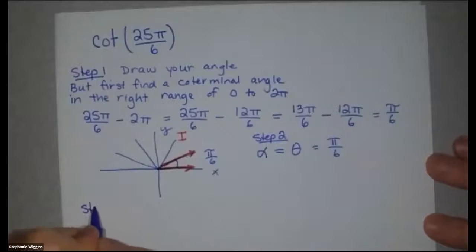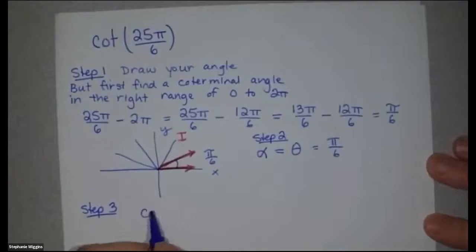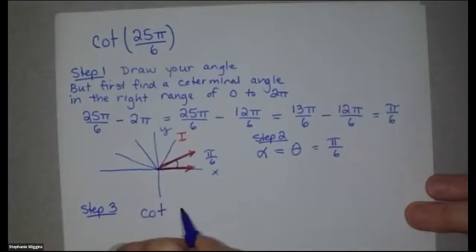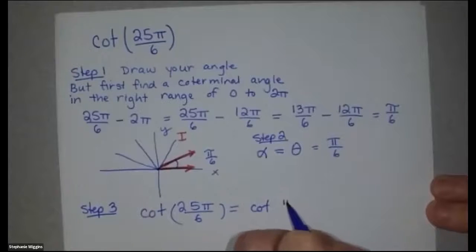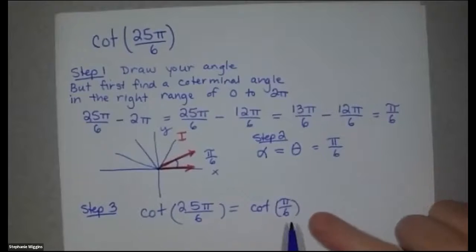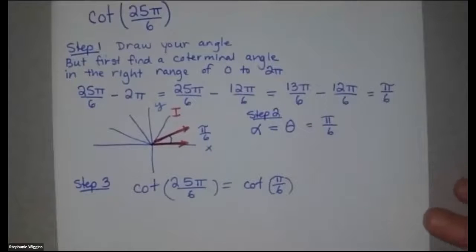Step 3, we just calculate cotangent of pi over 6. Cotangent of 25 pi over 6 then is equal to cotangent of pi over 6. Now remember, because it's in the first quadrant, all the trig functions are positive in the first quadrant. So this is going to be positive, and so we just need the proper triangle that we're going to use.